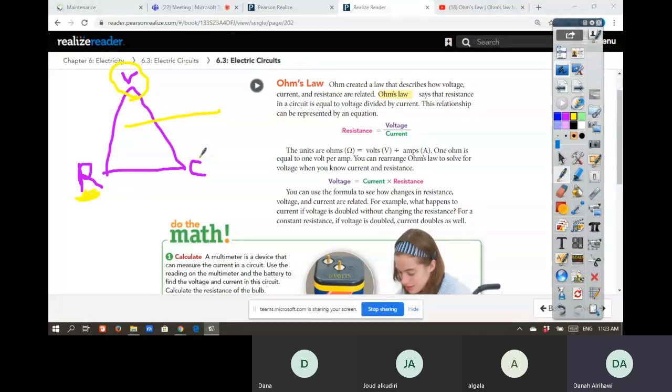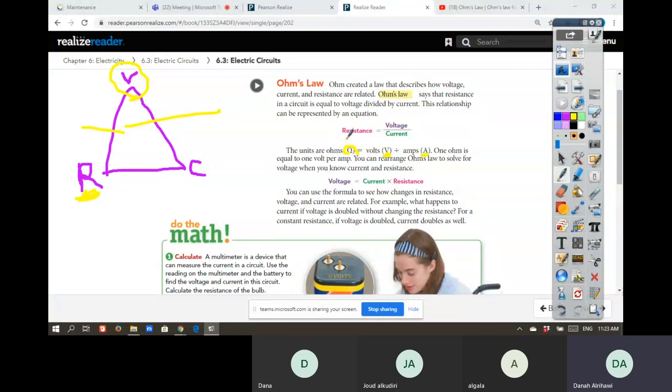And also we can say the current is voltage divided by the resistance. The voltage is the difference of the charge at two points. The unit of resistance is the ohm. It's equal to volts, V, divided by ampere.